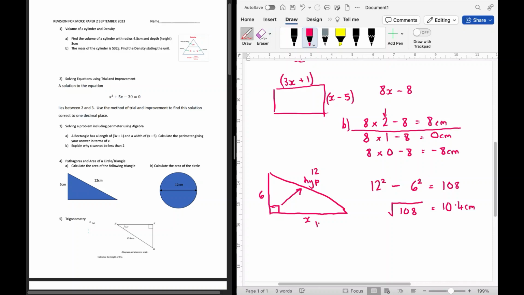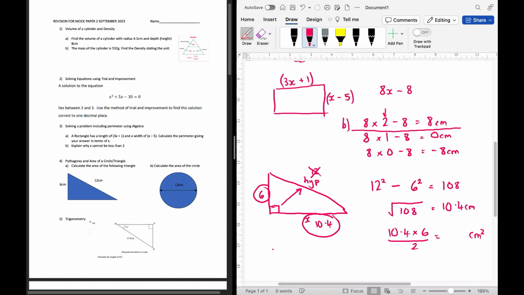So that's 10.4. But the question says, what's the area of the triangle? So we were working this out so that we now have the base and the height. And now the hypotenuse is no good to us. So base times height divided by 2 equals whatever, centimetres squared. And I'm not going to do that bit.